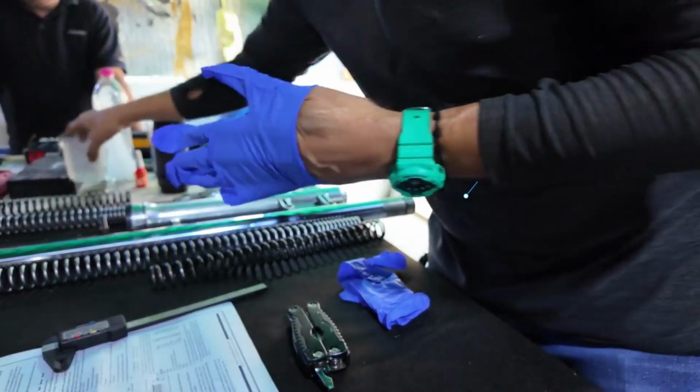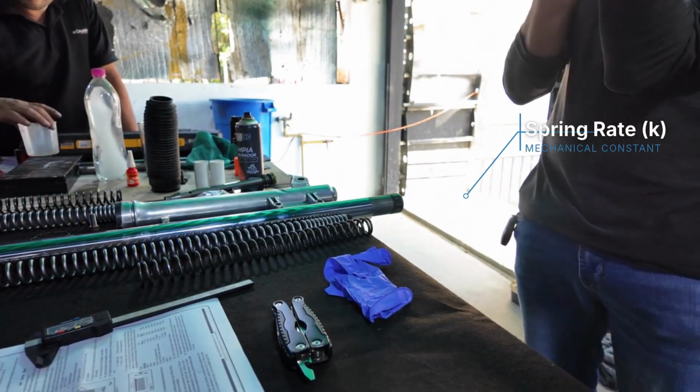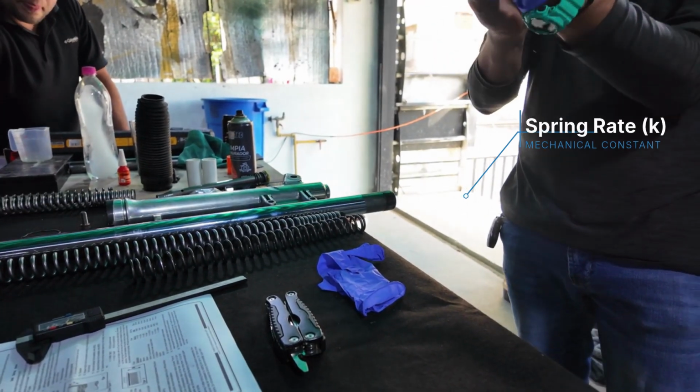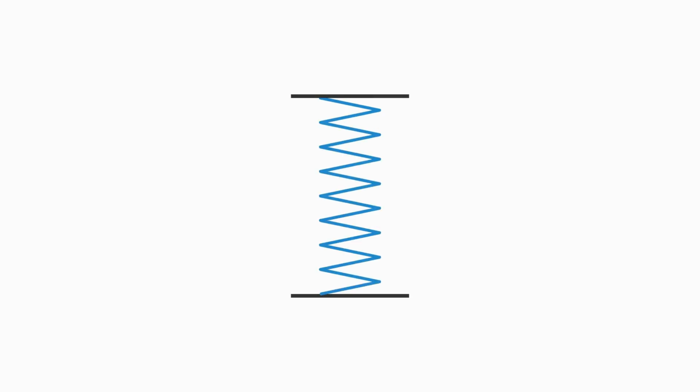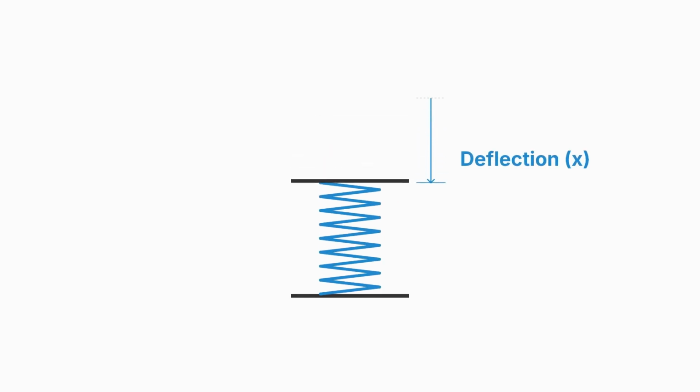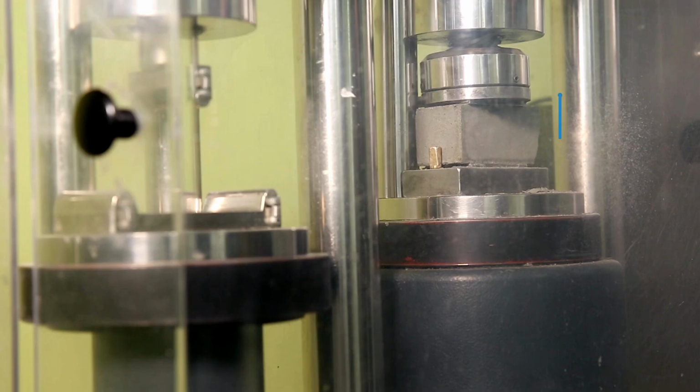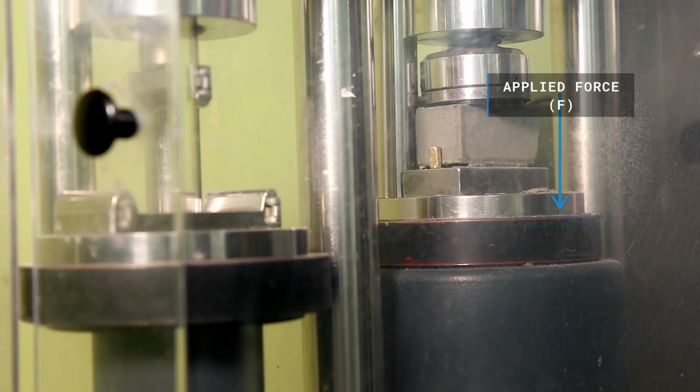Welcome to the Spring Energy Storage Calculator, which determines the potential energy stored in compressed or extended springs. Let's look at the input fields. First, we have spring rate K, where you enter the spring constant. Next is deflection X, where you enter how far the spring moves from its rest position. Finally, there's force F, where you enter the applied force.